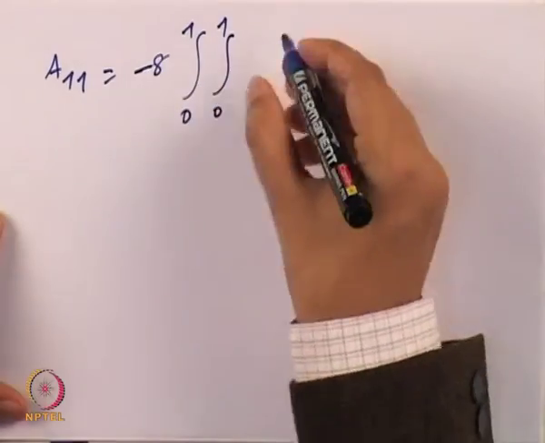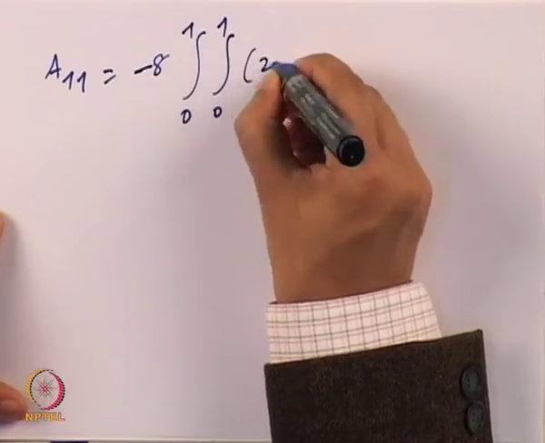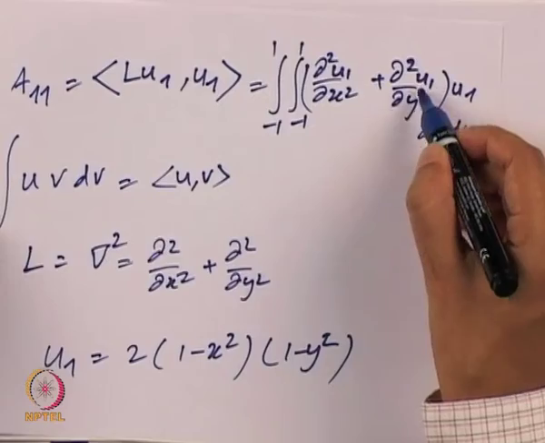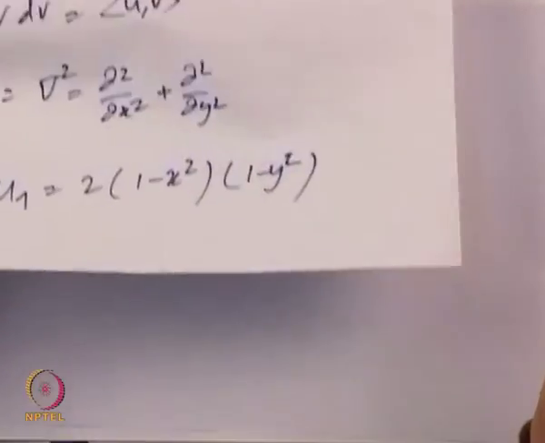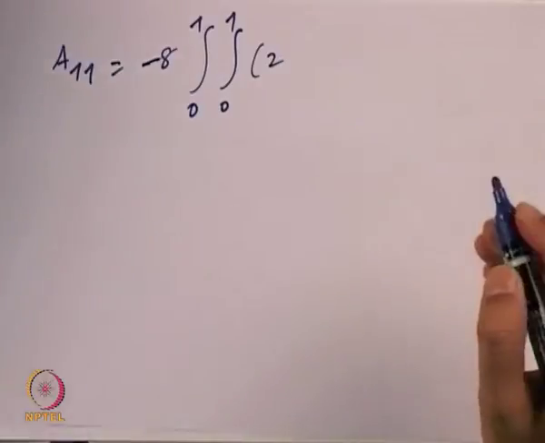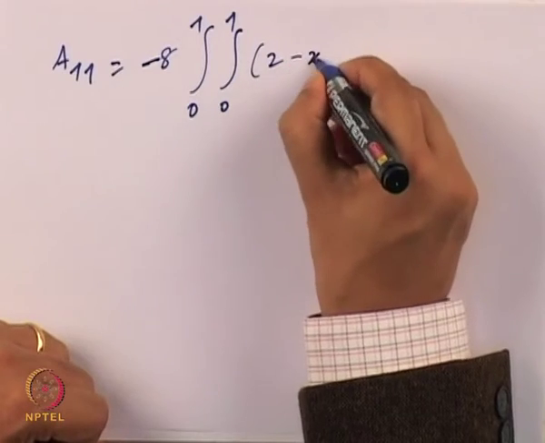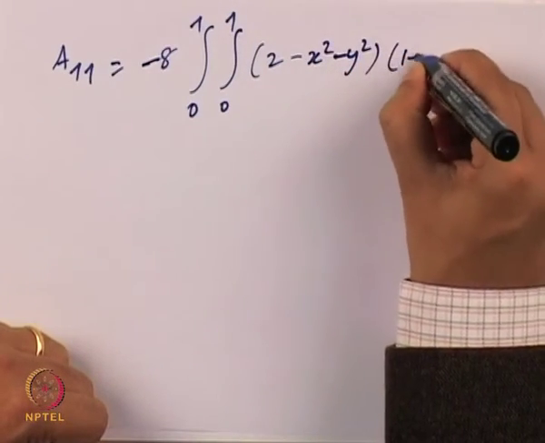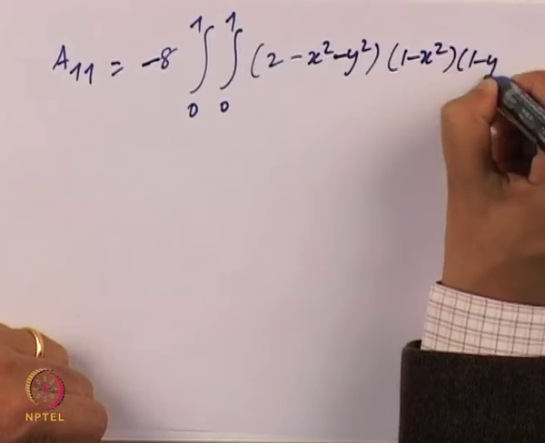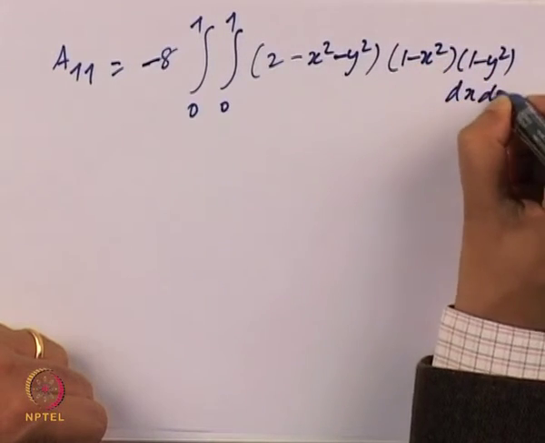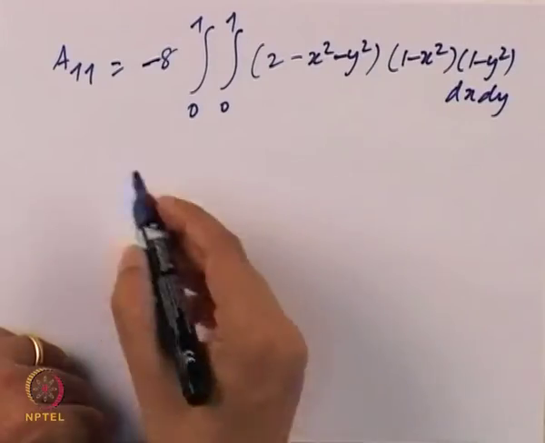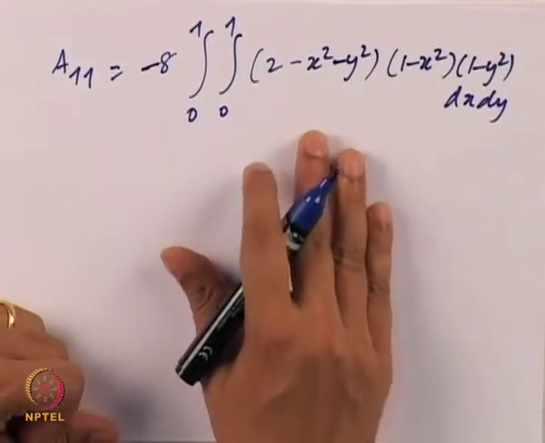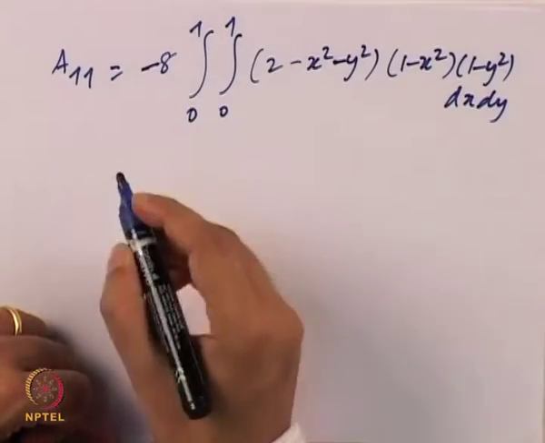So the outside multiplier will be minus 8, and the result of differentiating with respect to x twice and adding it with the differentiation with respect to y twice and multiplying it with u1 will lead to this form. So 2 minus x square minus y square multiplied by u1, which is 1 minus x square, 1 minus y square, dx dy. So this is going to be the first thing, and we will see in the MATLAB code how we can reduce it and get the value for A11. So this is going to be the first one.